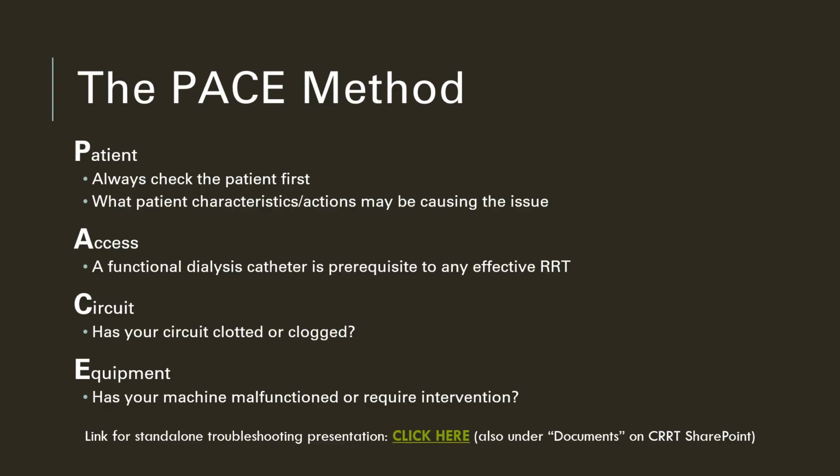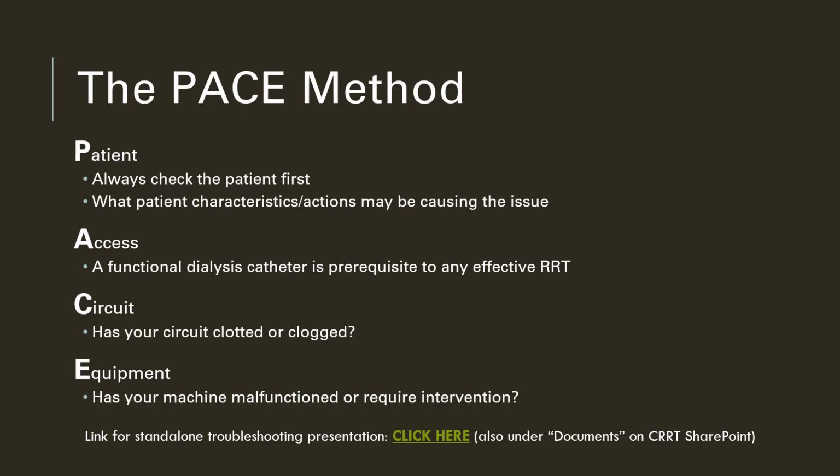A really short catheter is likely to suck up against the side of the internal jugular vein, and it's going to give excessive access and return issues. A chest x-ray might be something that you can look at for the nurse if they're having a lot of these issues. Next, we have circuit. Has your circuit clotted or clogged? A clotted circuit is likely to have a high pressure drop, whereas a clogged circuit is likely to have a high transmembrane pressure, or TMP.